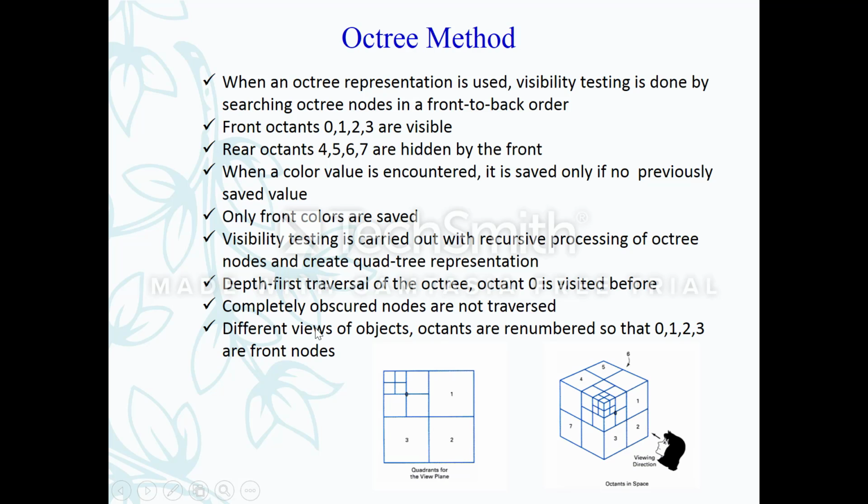For different views of objects, octants are renumbered so that 0, 1, 2, 3 are the front nodes. As you can see, there are subdivisions between the octants too. These subdivisions occur until each object or single pixel has a uniform intensity.